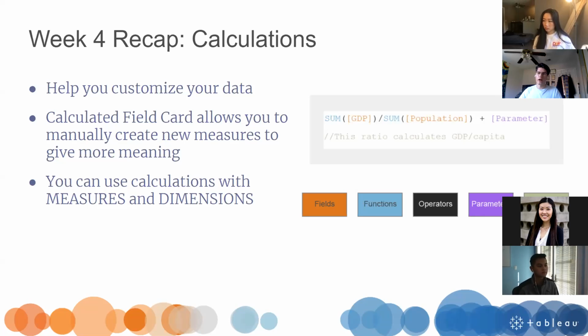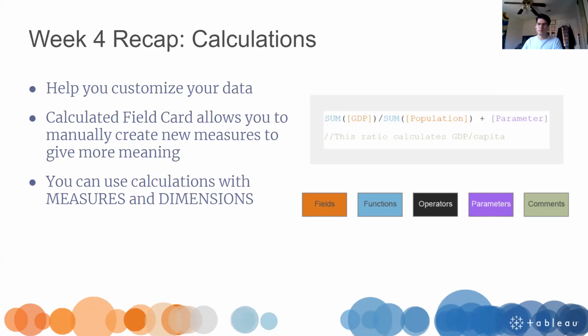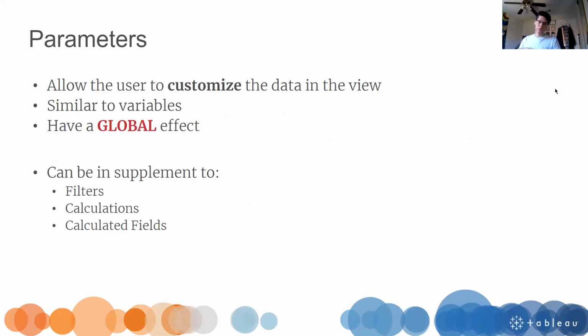In this example, I did want to just show the screenshot that we had in our last presentation, which is showing our sum of GDP and population. And we also have that added parameter field. At that bottom row, you can see what the color coordination is. We will be using parameters, which will be shown in purple. Parameters do help the user customize their data in the view. So we're thinking more about the end user for parameters. They are similar to variables, but I do want to hone in on that they have a global effect.